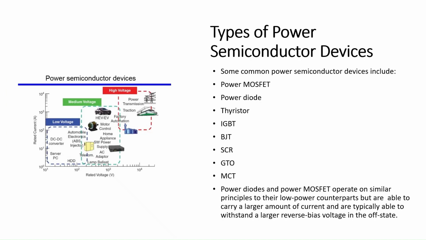Some common power semiconductor devices include power MOSFET, power diode, thyristor, IGBT, BJT, SCR, GTO, MCT. Power diodes and power MOSFET operate on similar principles to their low-power counterparts but are able to carry a larger amount of current and are typically able to withstand a larger reverse bias voltage in the off state.